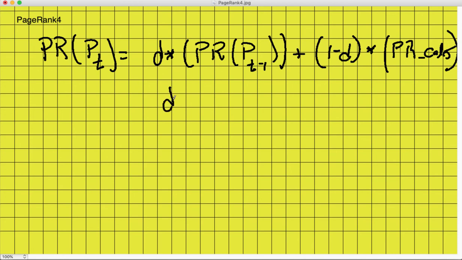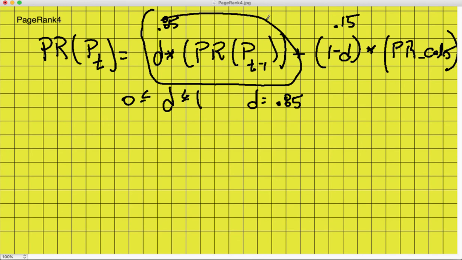And the idea here is that D is some number between 0 and 1. In fact, if you read the paper, they'll say D is typically set to about 0.85. So this is 0.85, this is 0.15. And you can think about what this means. They're trying to say they don't want the page rank to change too much from one calculation to another. So this will be whatever the page rank was last time, and this is whatever the page rank is after doing these calculations.